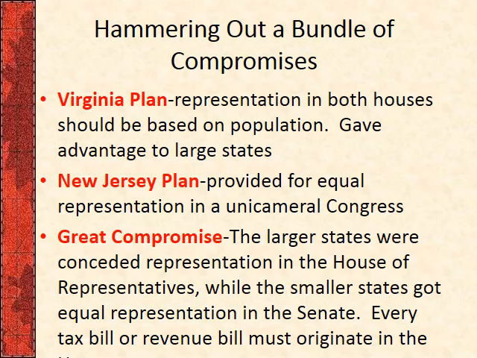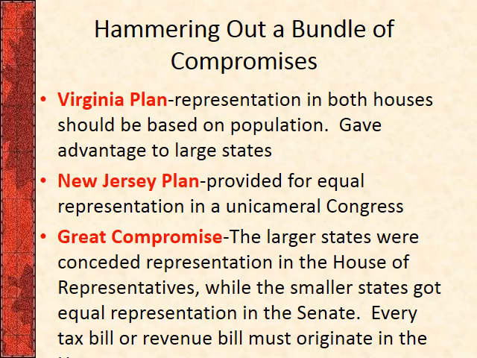We come to the Great Compromise. And under the Great Compromise, you have a bicameral Congress, a House of Representatives and a Senate. The House of Representatives is represented by population, so the larger states have a larger voice in the House of Representatives. The Senate, which would be the upper house, has equal representation, so 2 votes per state.